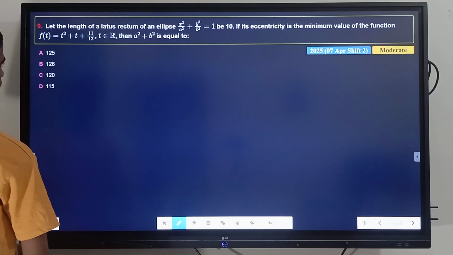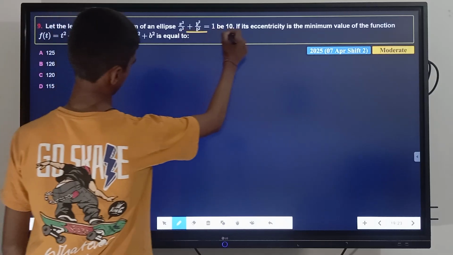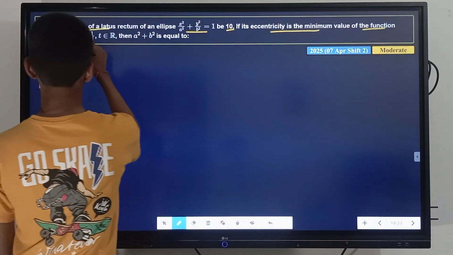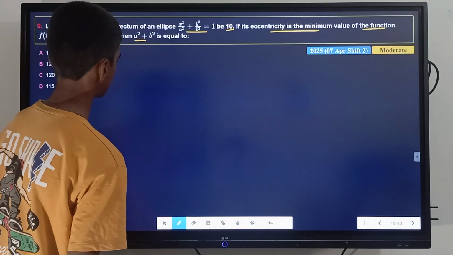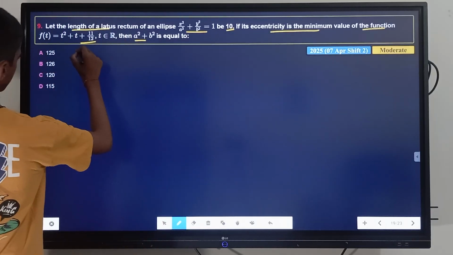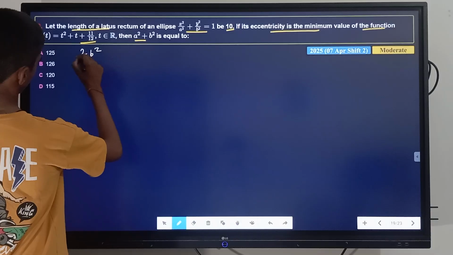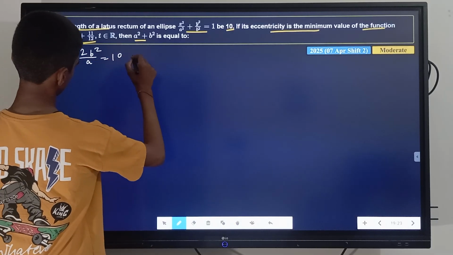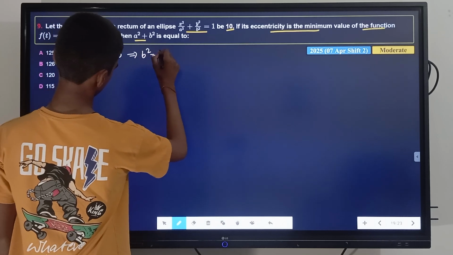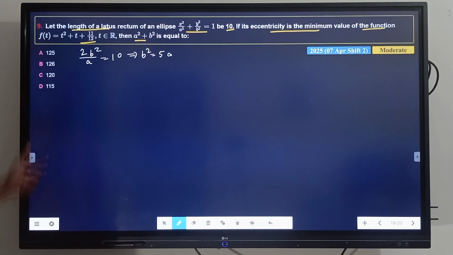This time, the question says let the length of a latus rectum of an ellipse be 10. Its eccentricity is the minimum value of this function. Then a square plus b square is equal to what? Now, length of latus rectum is 2b square by a is equal to 10. So from here b square is equal to 5a. Now we need to find the minimum value of this function.